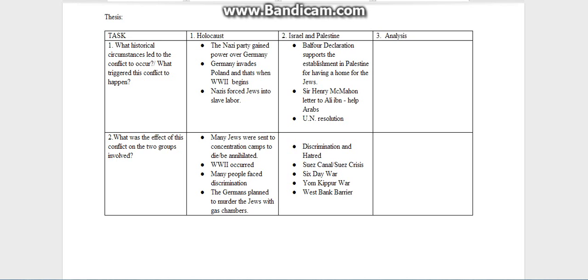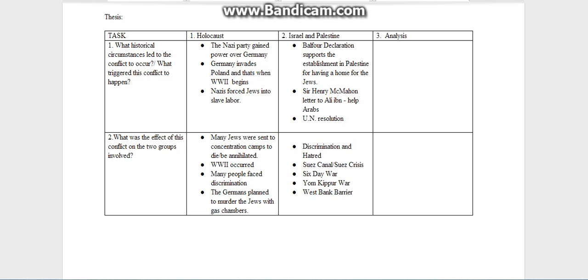So I chose the Holocaust, and relevant to this question, the Nazi Party gained power over Germany. Germany invades Poland, and that's when World War II begins. And Nazis force Jews into slave labor.